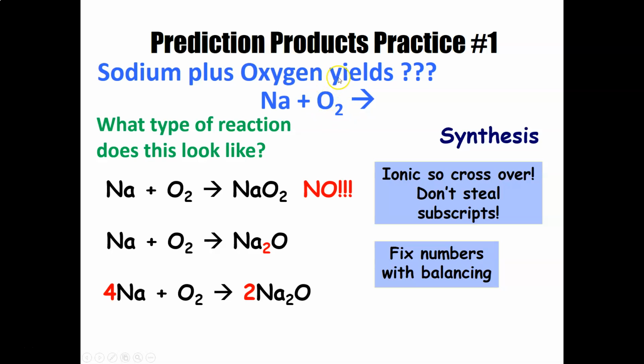So what we did is we wrote out what we knew. We were careful about diatomics. We identified what type of reaction it was. We made valid product formulas by crossing over with new subscripts. And then we balanced to fix the conservation of mass, right? We need to make sure that we have the same number of elements on each side. Let's do another one.